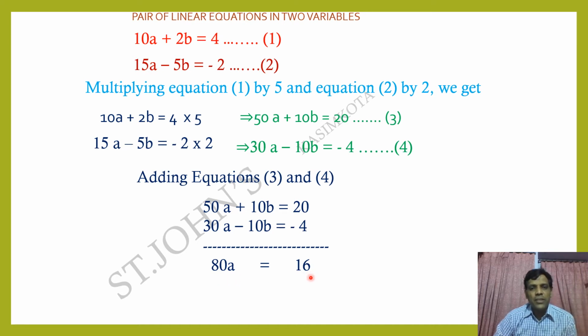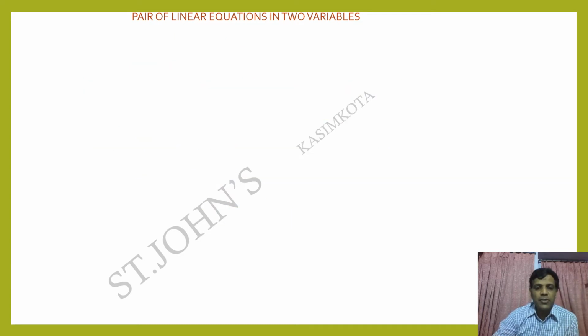80a equals 16. So what is the next step? A equals, 80 is in multiplication place, so move to the opposite side, division. A equals 16 by 80. These two are divisible by 16: 16 ones are 16, 16 fives are 80. Therefore a equals 1 by 5. Are you clear? Now substitute the value of a in the first equation or second equation, you can take any one equation.